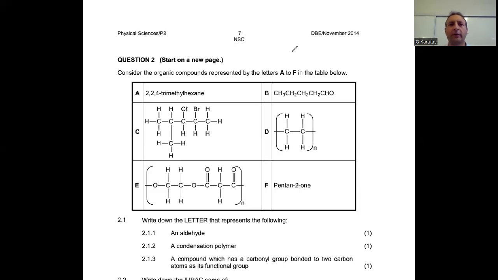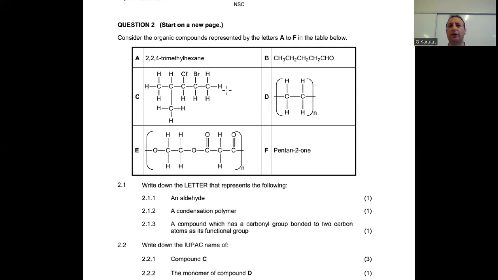Hi everyone. Today I'm going to go through November 2014 question 2. This question is related to the organic structures, functional groups, and IUPAC names, as well as isomers. So the question goes as, consider the organic compounds represented by the letters A to F in the table below. Now let us go through each of these compounds and see what they look like.